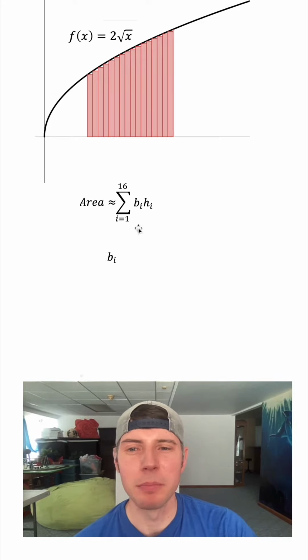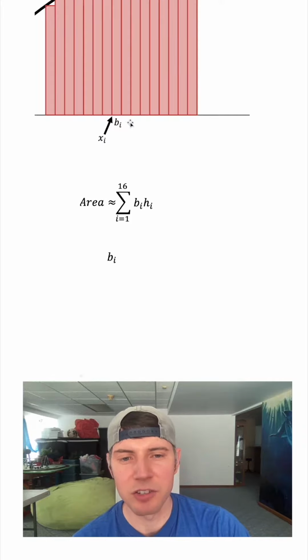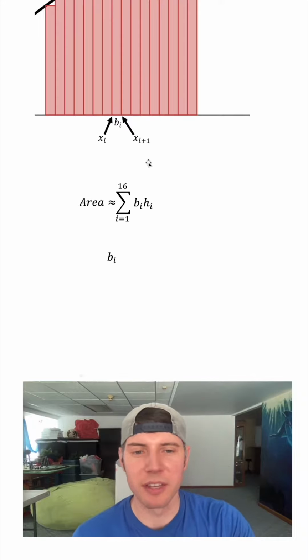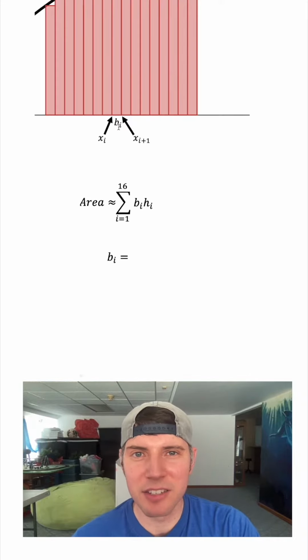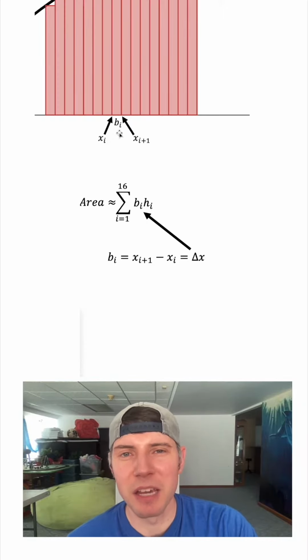Let's look closely at the bi. If this right here is base i, the left side would then be x sub i, and this right-hand side would be x sub i plus 1. It's one more than this i. If we want to know how big bi is, it's the difference between the two x's, and we call that delta x. Let's change this bi to delta x.